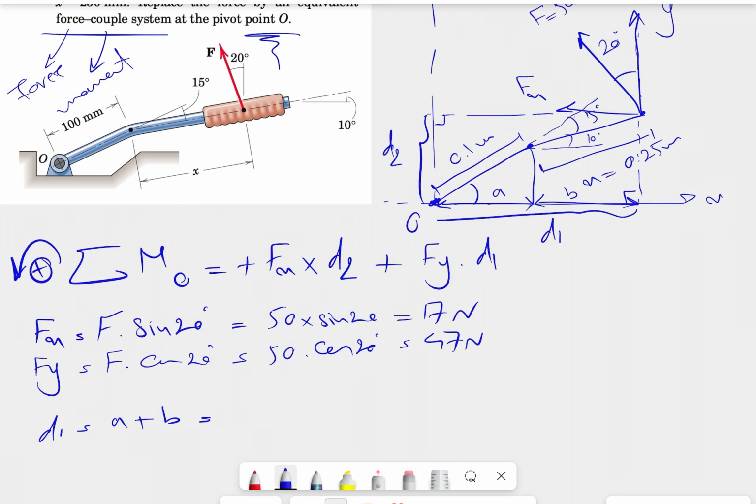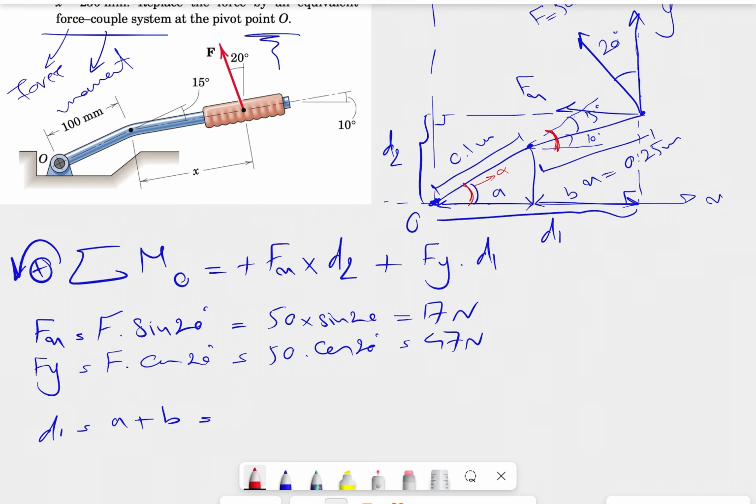And for finding the A, we need to find this angle that I'm showing with red. Let's call it alpha. And if we look at alpha, it will be same as this angle, which we know is 10 plus 15. So it will be 25 degrees. Now that we have alpha, it's easy enough to solve the question.